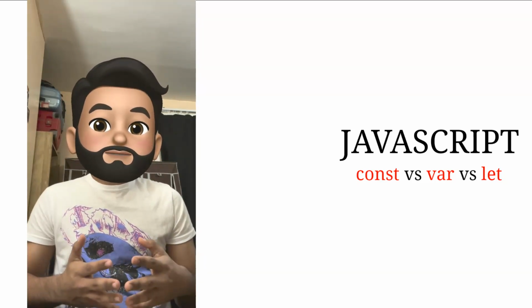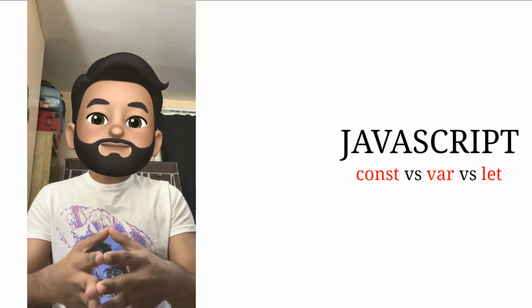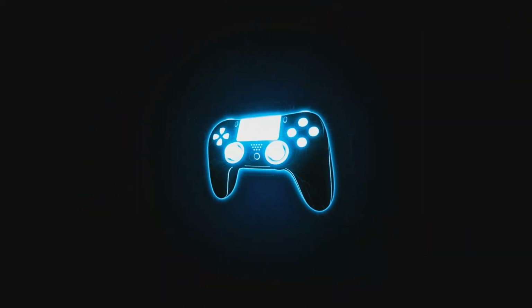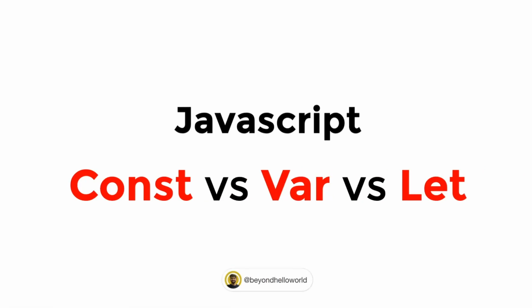But let's not deviate from our topic and understand what are the 3 different ways of defining a variable in JavaScript. So, JavaScript has 3 different ways of defining or initializing a variable, and they are namely const, var, and let. So we'll talk about each of them one by one and understand how they are different. So let's start by const.